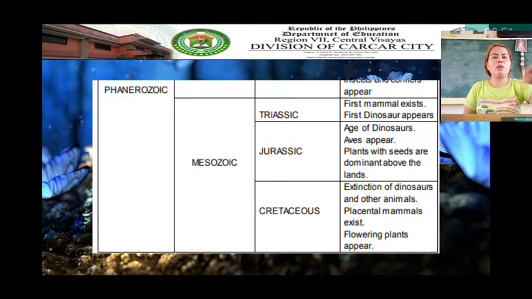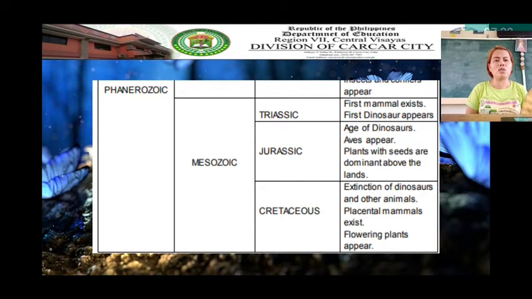Okay. Now for the era for the Phanerozoic, we have the Mesozoic, which includes the different periods. We have the Triassic, Jurassic, and Cretaceous. For the Triassic, we have the first mammal exists. What are mammals? These are the animals that have mammary gland. So they feed their young through their breast or through their milk. And the first dinosaur appears.